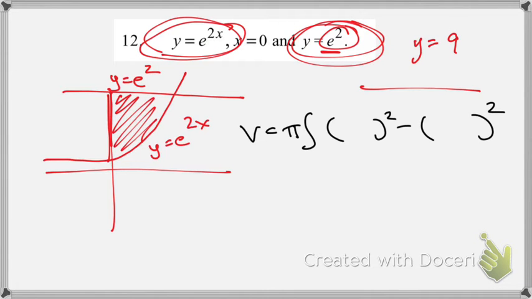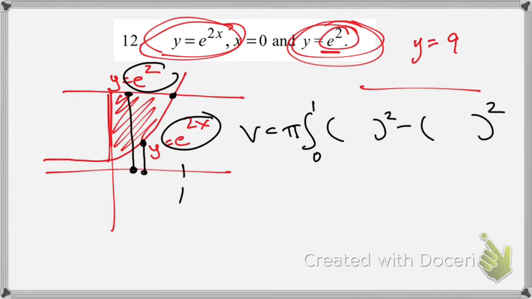Okay, your bounds. Well, I need to find out where they intersect right here. When will this equal this? When x is 1. So we know we're going to integrate from 0 to 1. Big R squared goes through the shaded region. Little r squared, little r just touches the shaded region.